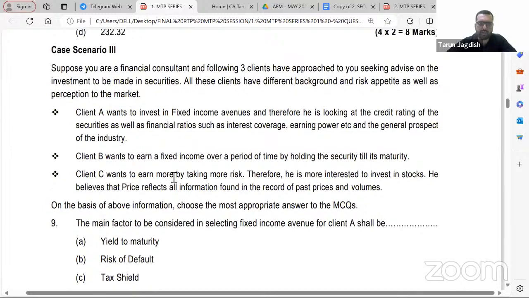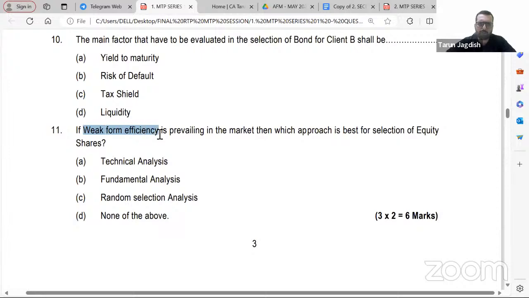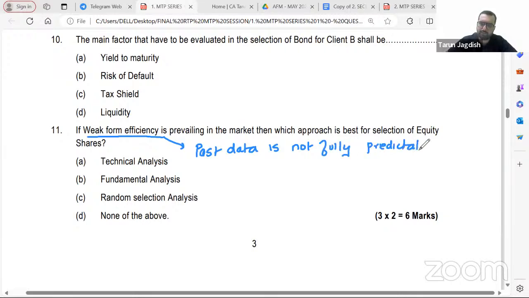Now, the third fellow is saying that his information reflects all information. So, is weak form efficiency prevailing in the market? Then which approach is best for selecting the equity share? Now, this is something we have to derive by practice. Friends, weak form efficiency would mean that past data is not fully predictable in future. Okay, that is weak form. Strong form means the market contains all the information.